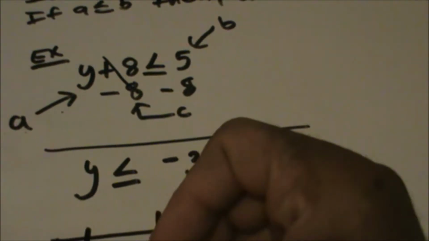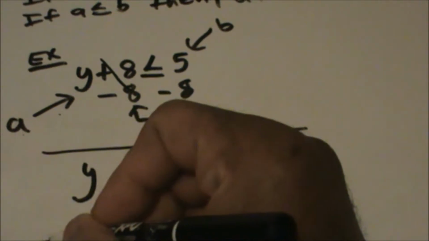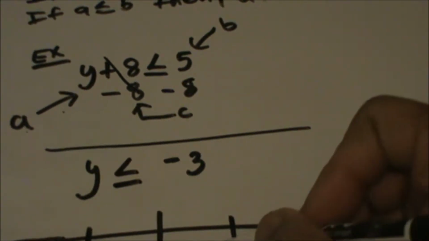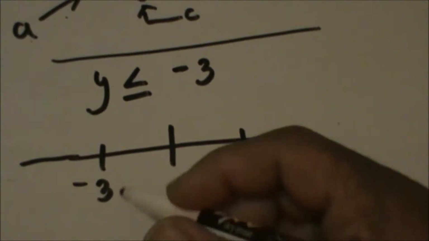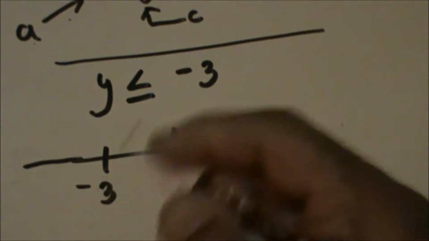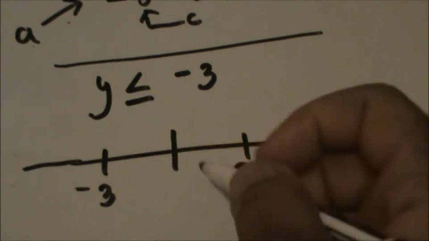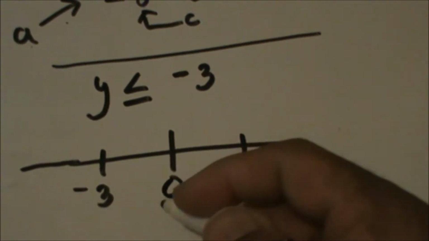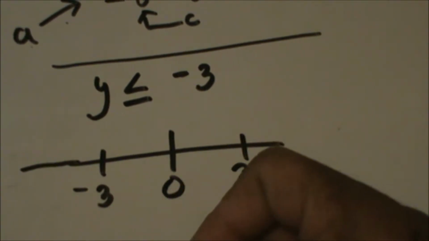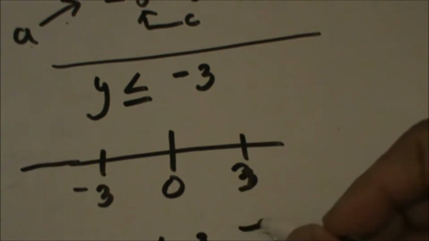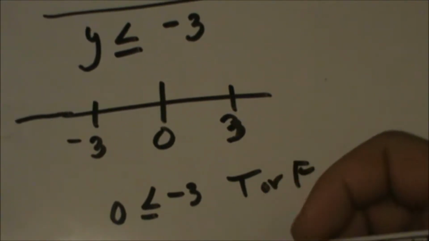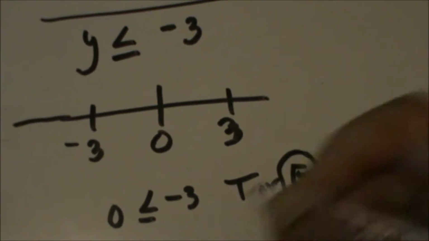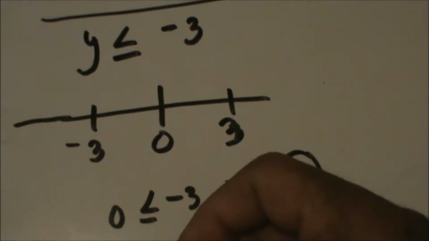I have negative 3. I'm going to put positive 3 here. Okay, let's do the test. It says y is less than or equal to negative 3. It means any number less than or equal to negative 3. Let's put some values. I'll put a 0 here. 0 is less than or equal to negative 3. True or false? That's false. All right. Let's do another one.